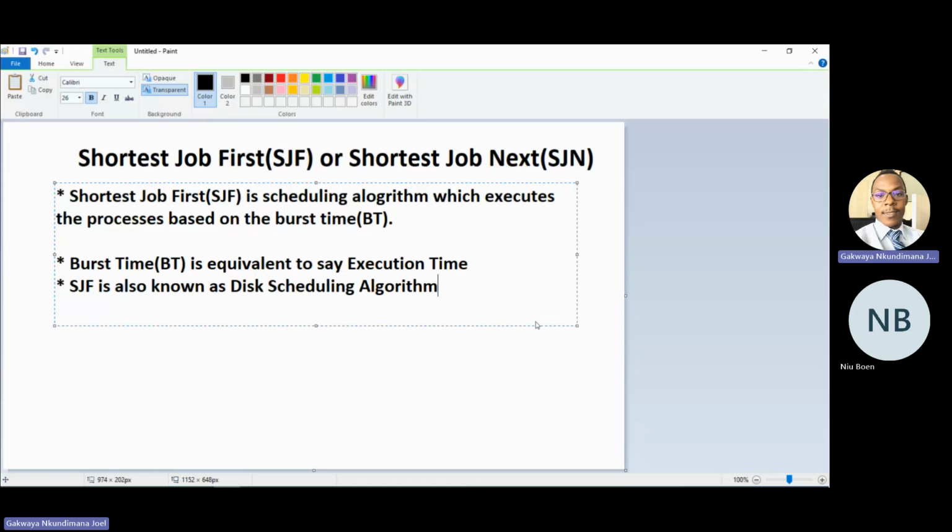So every layer, there are the block of memories, right? To pass through this block of memories, if you want to access this memory, you need to send requests. So these requests are going to be answered based on what? Based on the one who sent first, or those who have a short time. So that's why it's also known as a disk scheduling algorithm.